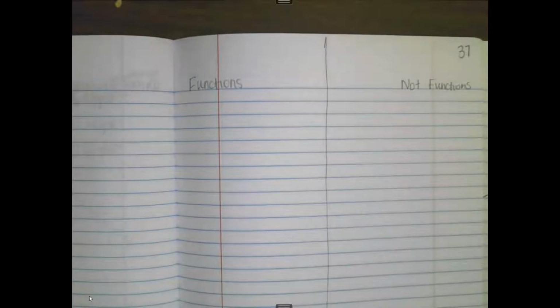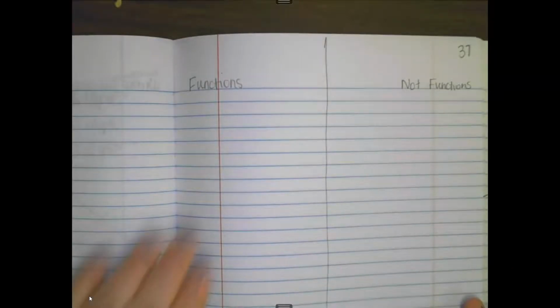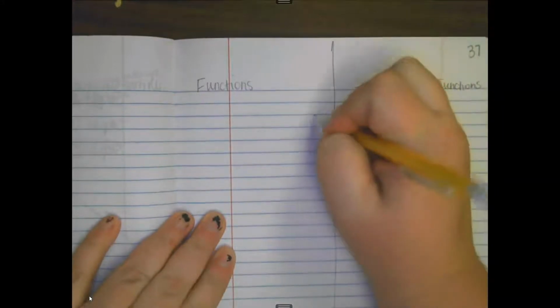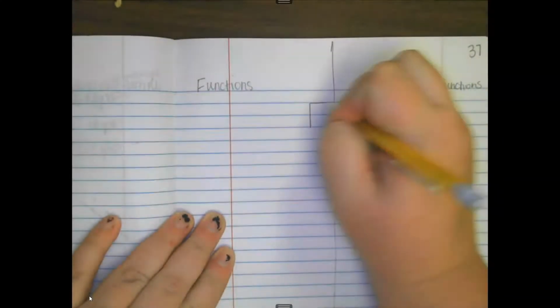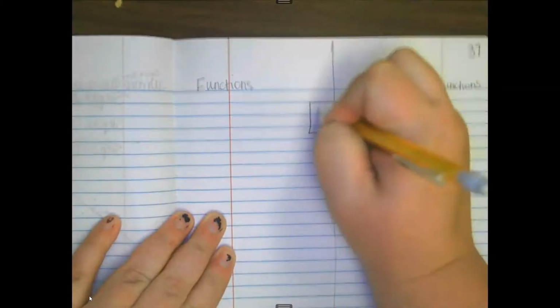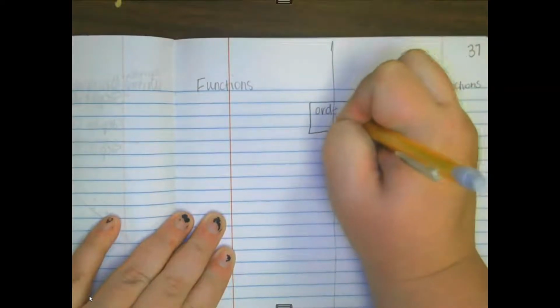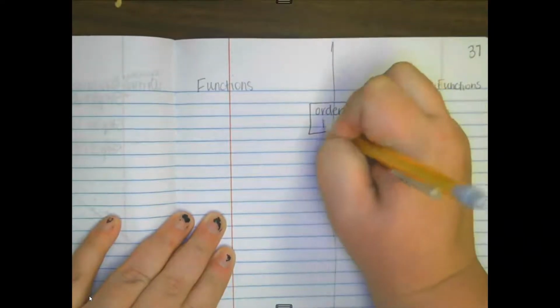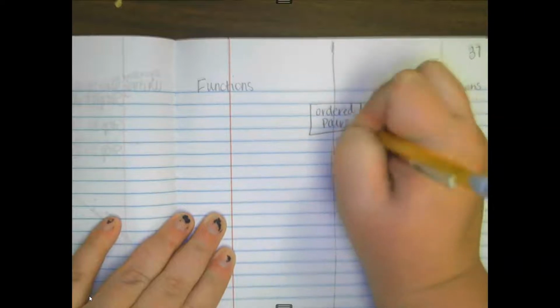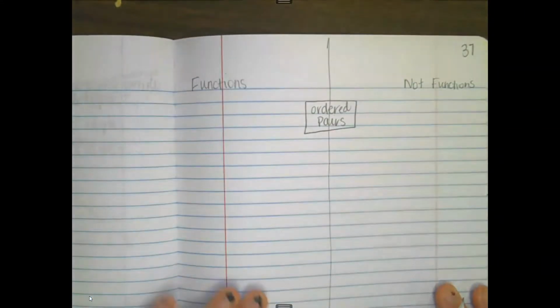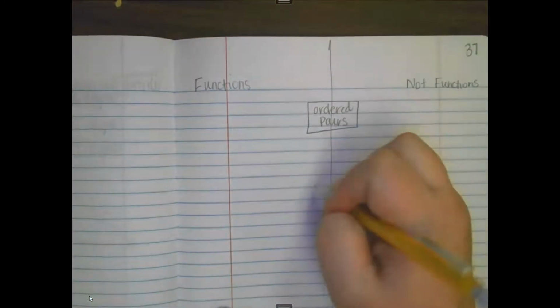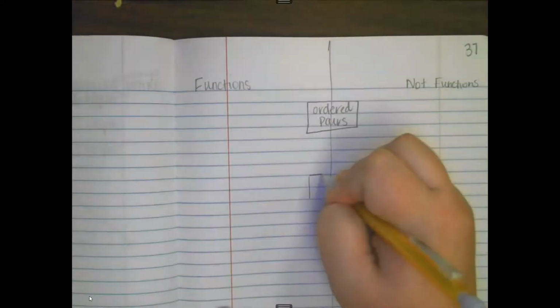Okay, so functions and non-functions. All right, so we're going to be looking at 4 different things with functions. So the first thing, we're going to put a box right here, and we're going to put ordered pairs. We're actually not going to look at ordered pairs today. We're going to look at that next week.